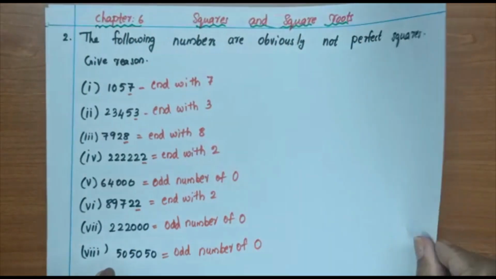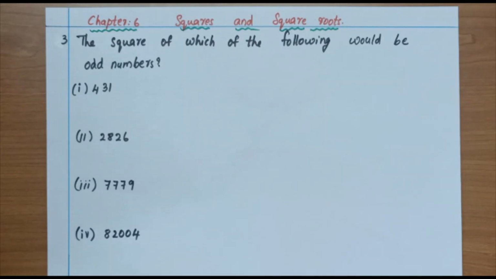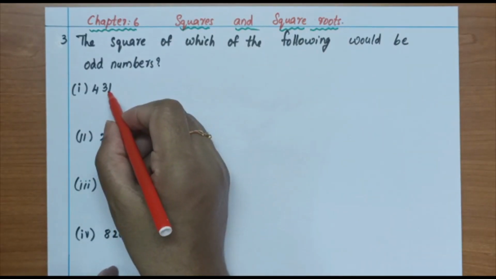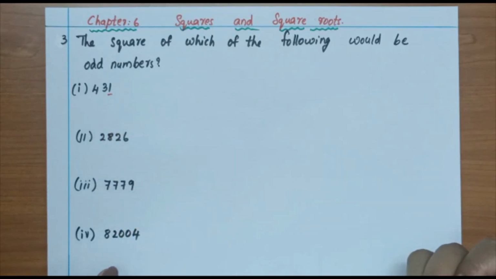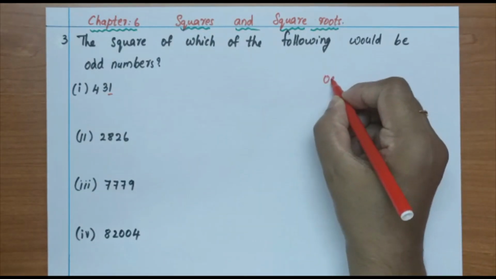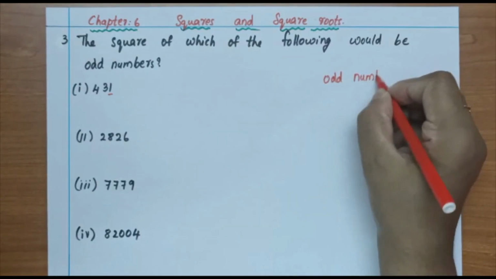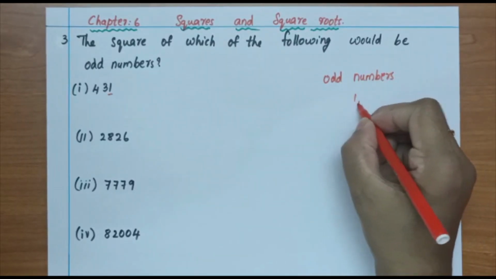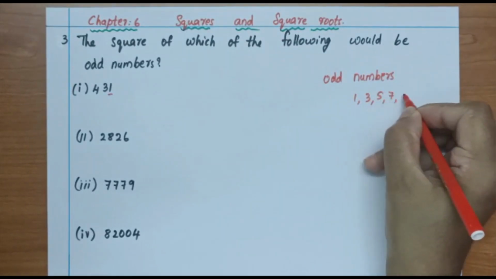Now we can start with question number 3. Question number 3: the square of which of the following would be odd numbers. So when you are squaring the given numbers, which numbers will be odd? What are the odd numbers? Odd numbers are the numbers that cannot be divided by 2, or otherwise they are ending with 1, 3, 5, 7, or 9.